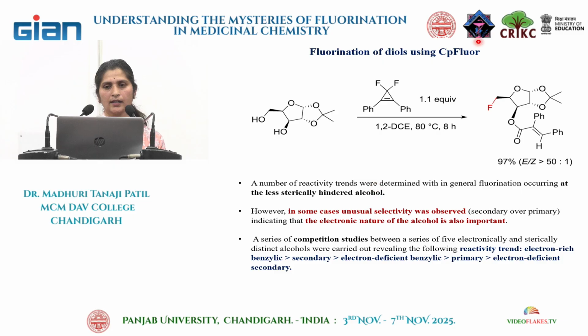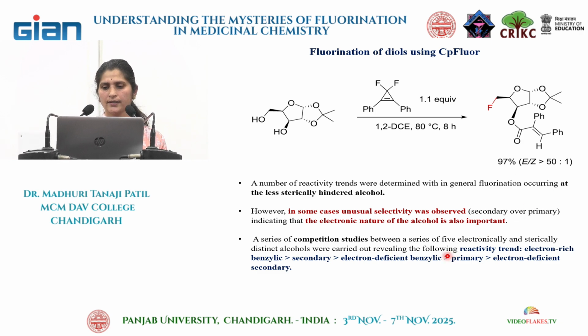Again, that CpFluor, a cyclopropene-based fluorinating reagent, is used for the fluorination, and here it is displacing this primary OH group with this fluorine compound. In some cases unusual selectivity was also observed, meaning a secondary OH group will be displaced instead of primary. So it is not hard and fast that it will always displace primary. It varies from substrate to substrate and on the neighboring atoms in that molecule.